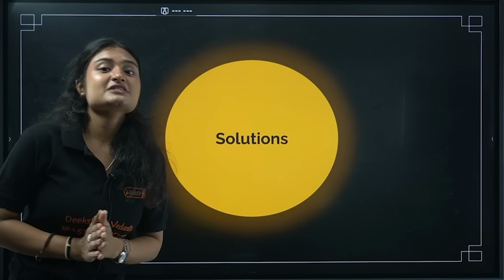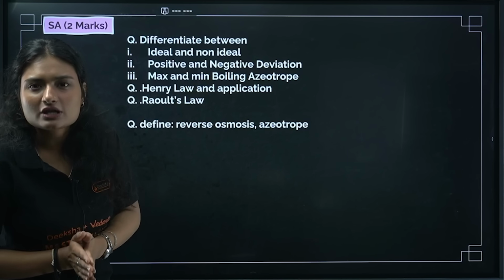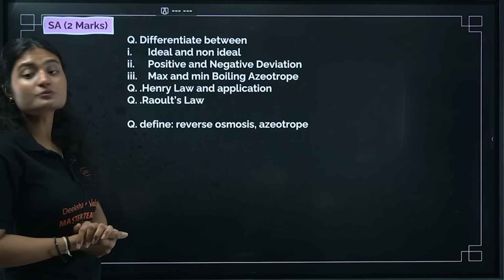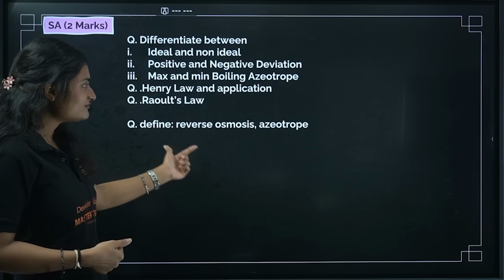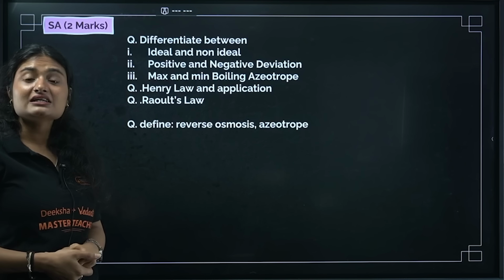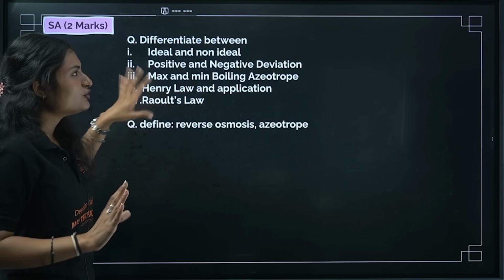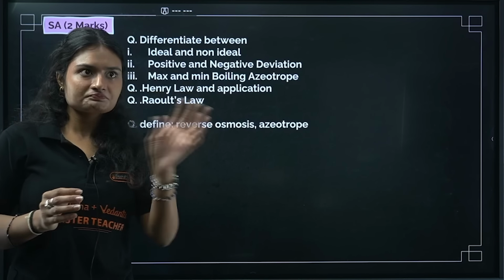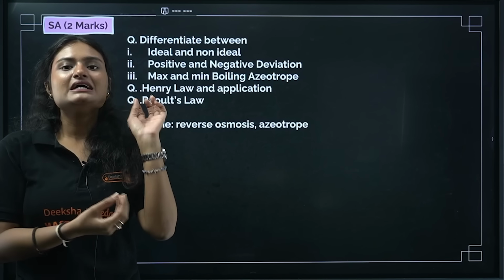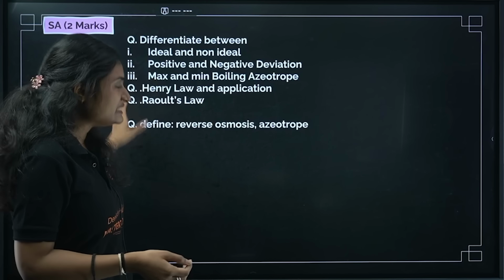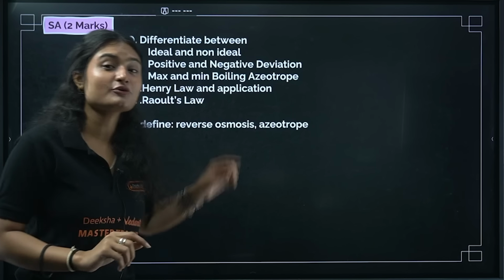Firstly, from the chapter Solutions, these are the 2 marker questions. We have differentiation between ideal and non-ideal solution, positive and negative deviation from Raoult's law, maximum and minimum boiling azeotropes, then definition-wise: reverse osmosis, azeotrope, Henry's law and its application, Raoult's law. State for 2 marker questions, they don't mess around much. They generally give you straight away a definition or ask you to state a law. So if you do these, trust me, you are going to score 2 marks. You are not going to lose those 2 marks from this chapter.